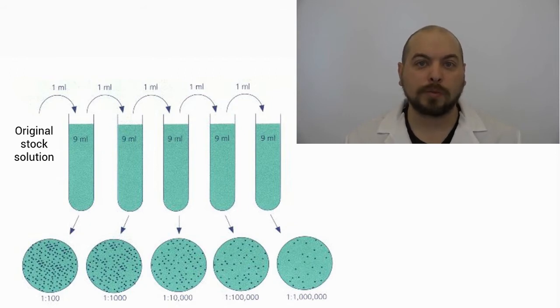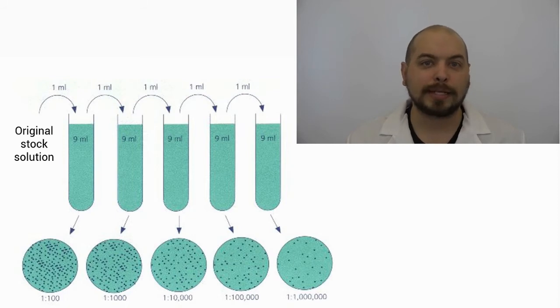I'm then going to take 1 milliliter out of the second container that I just created, and I'm going to put it in the third container. I'm going to bring its volume up to 10 milliliters by adding 9 milliliters of water. I'm going to repeat this process over and over again, and every time I repeat this process, in the example I'm giving you now, I reduce the concentration by 10 times.